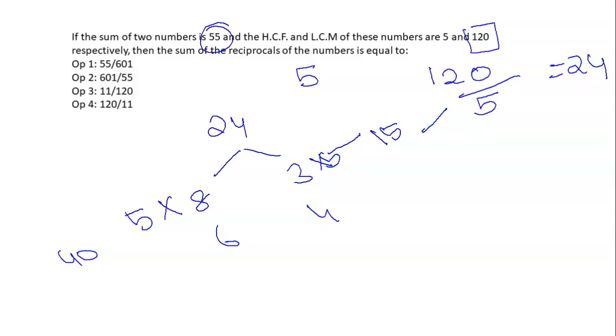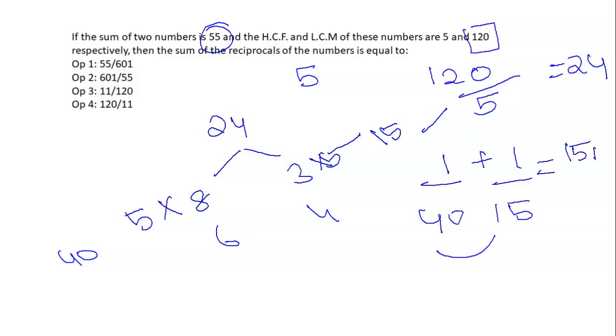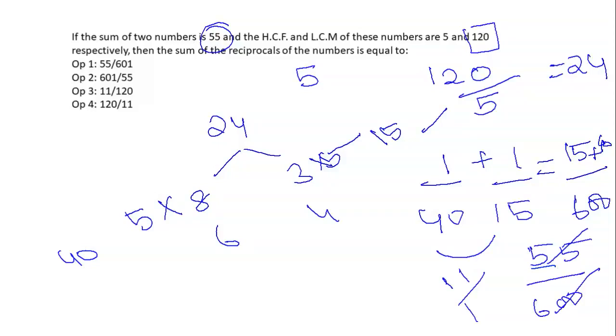What they're asking is to find the sum of the reciprocals of the numbers, which is 1 on 40 plus 1 on 15. The LCM of these two is 600. So this gives you 15, plus this gives you 40, divided by 600. The sum of the reciprocals is 55 by 600, which is nothing but 11 on 120. So the answer is 11 on 120.